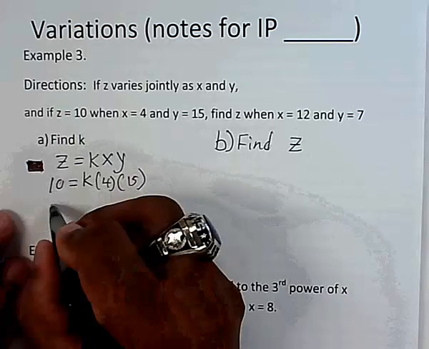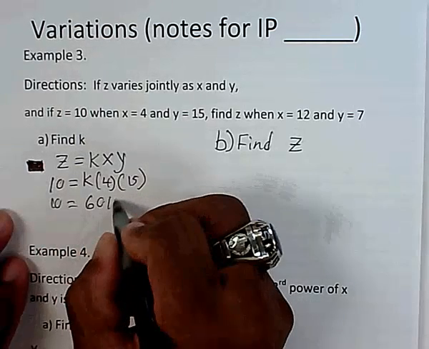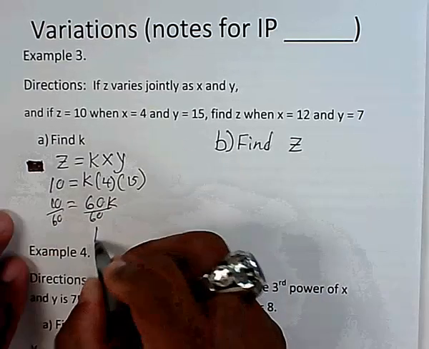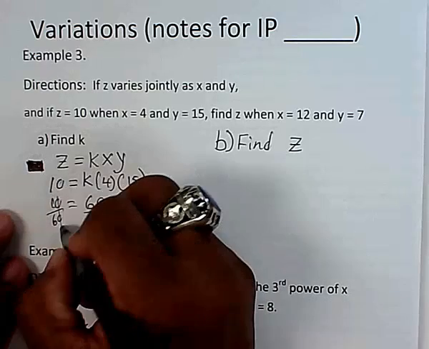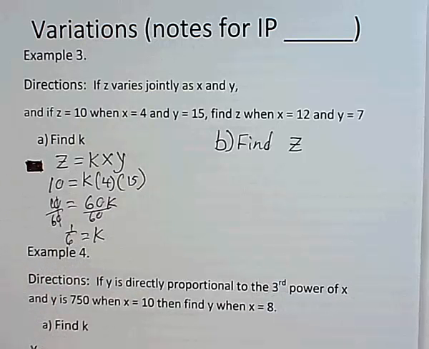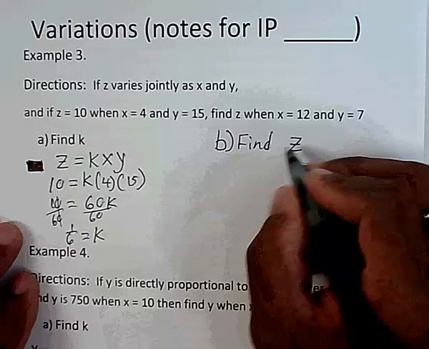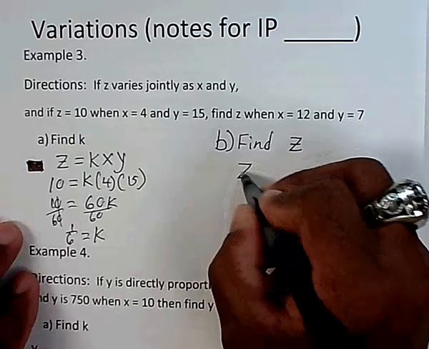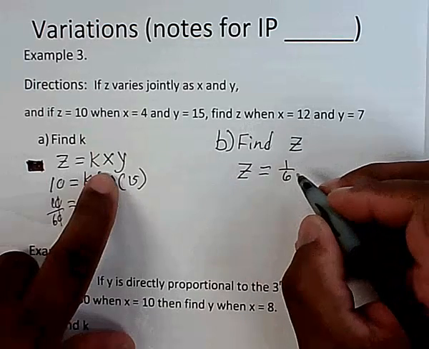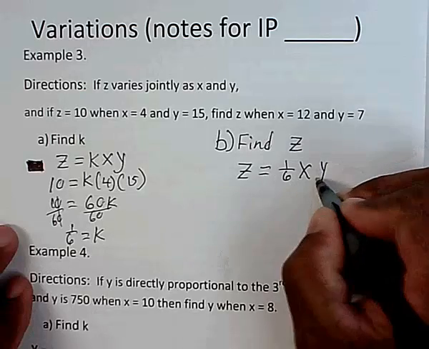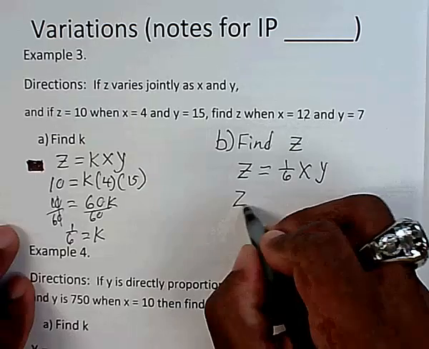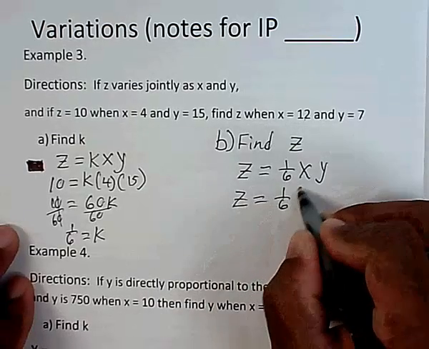4 times 15 is 60. So we get 60k. And then we're going to divide both sides by 60 to solve for k. And we get k after reducing because both those end in 0, so we cancel it out. We get k equals 1/6. Now that I know the k value, I can find my value for z, knowing that I have z equals 1/6 on this formula right over here, multiplied by x, multiplied by y. I now know that when we're trying to find z, the x value is 12, and y value is 7, therefore z equals 1/6 using the value of substitution.